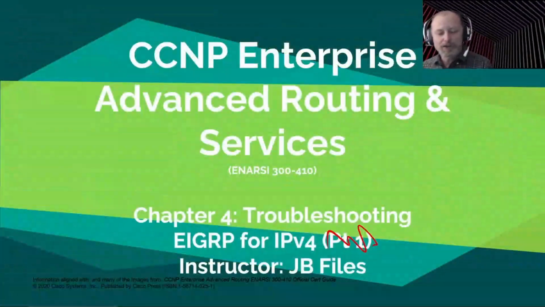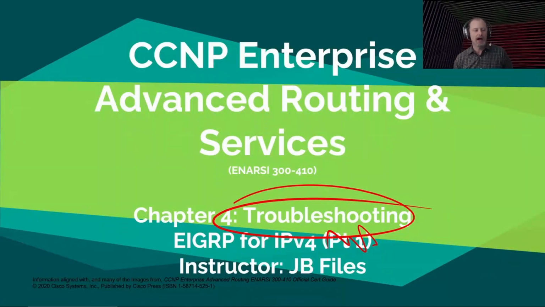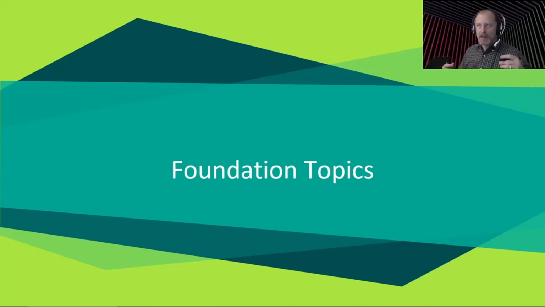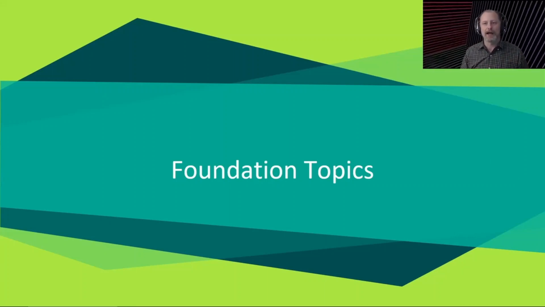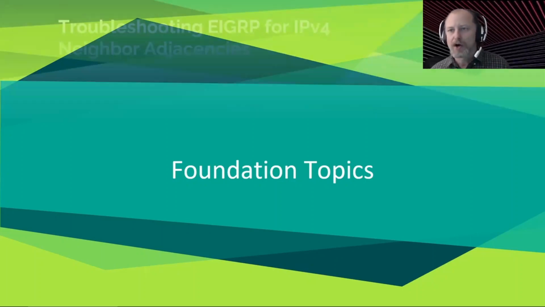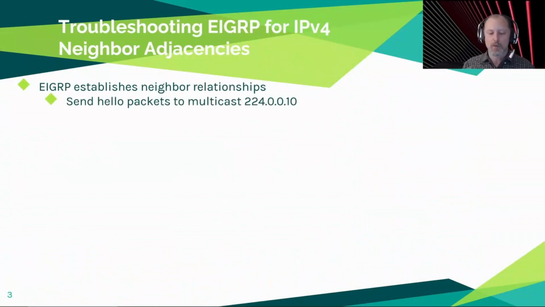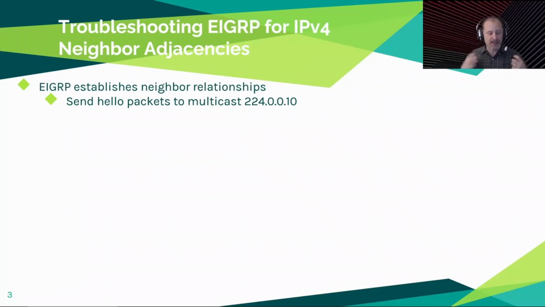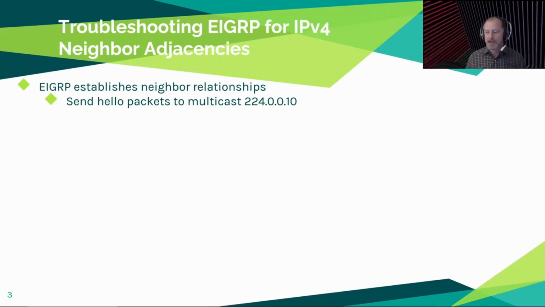Okay, so we're talking about troubleshooting EIGRP. This is going to be, when it's not working right, what do you do? The thing to remember, and this is important, is one of the first things that it does is it has to establish a neighbor adjacency to work, right?